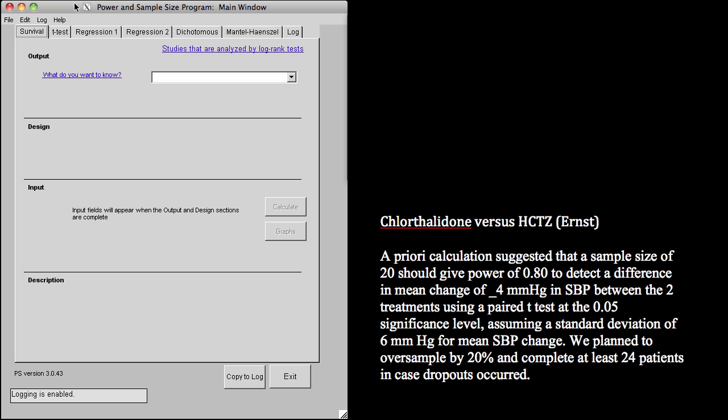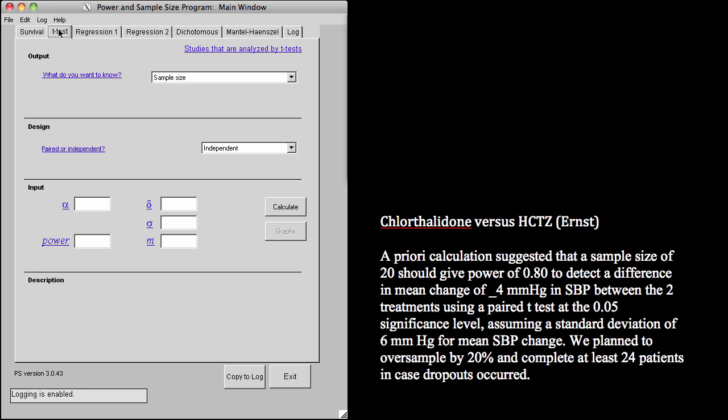So on here we see that they used a t-test. So we'll go to t-test on here. T-test is a very commonly used statistical test. So we see here that they say the data was paired because this was a crossover study where the patients served as their own control. So we need to make sure we choose paired here, and we do want to make sure we're outputting to sample size.